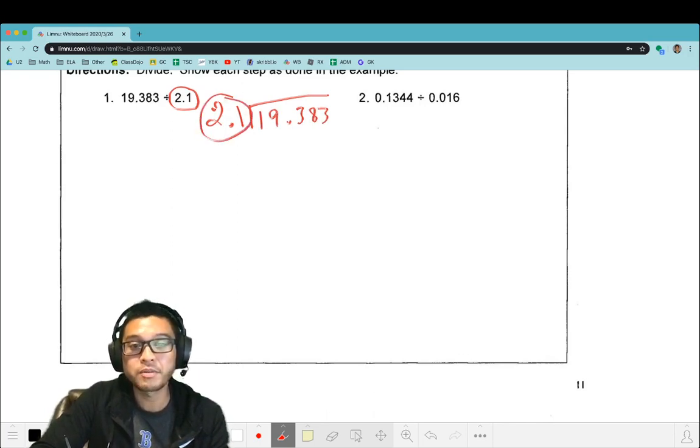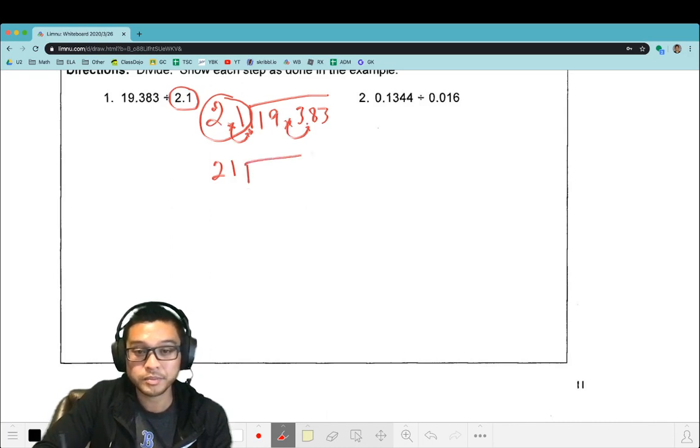So what we're going to do is we're going to rename this divisor into a whole number. And to do that, we're going to cross off this decimal and we're going to move it one time to the right, and this becomes a whole number. So now we have 21 on the outside. And in math, whatever you do to one number, you got to do to the other number to keep it balanced. So we're going to cross off this decimal right here and slide it one time to the right. And so we get on the inside, you get 193 and 83 hundredths.